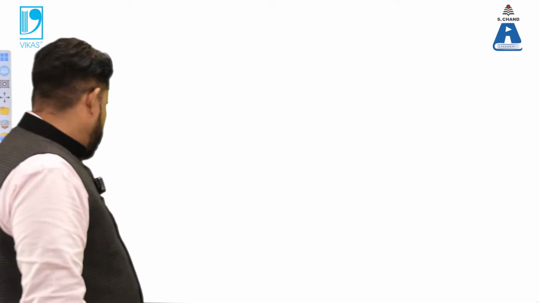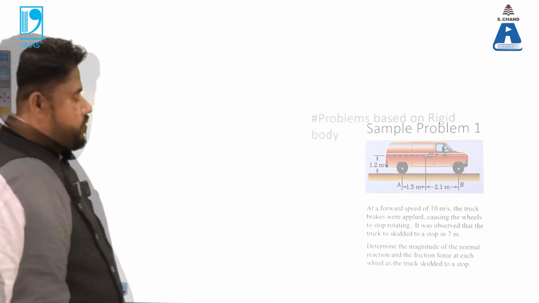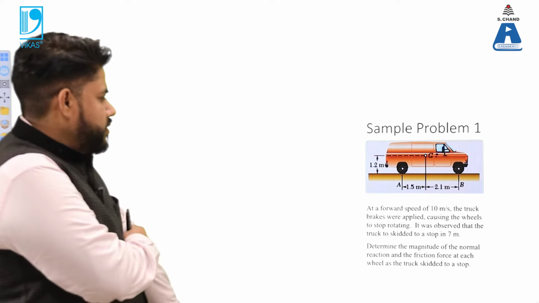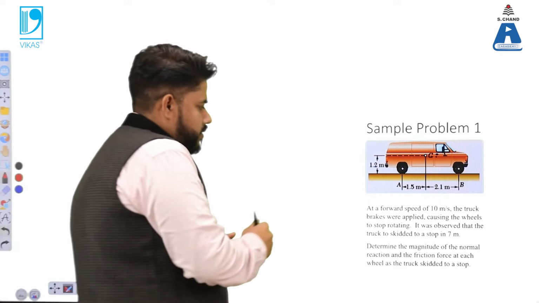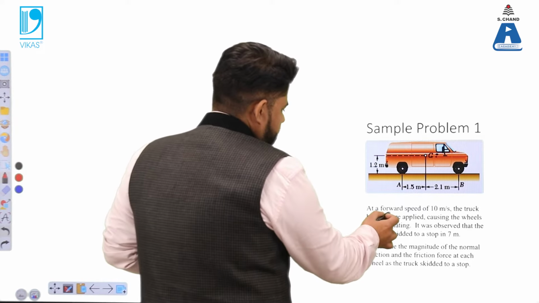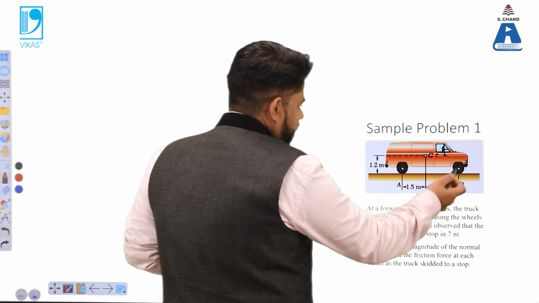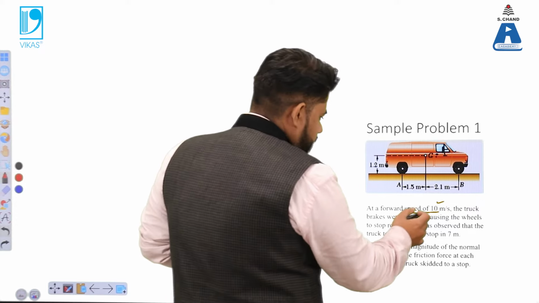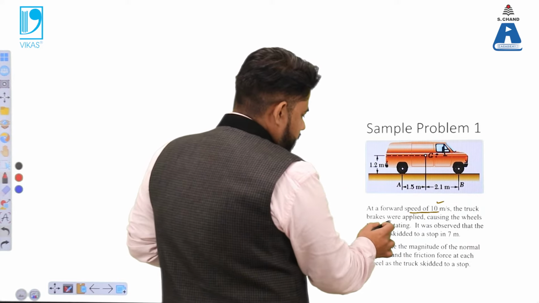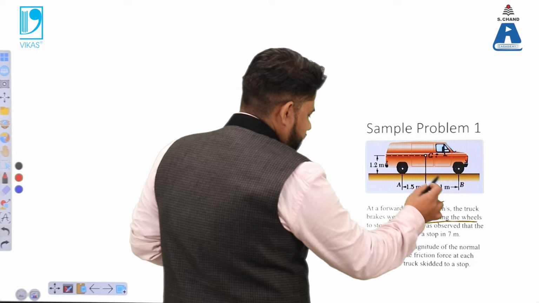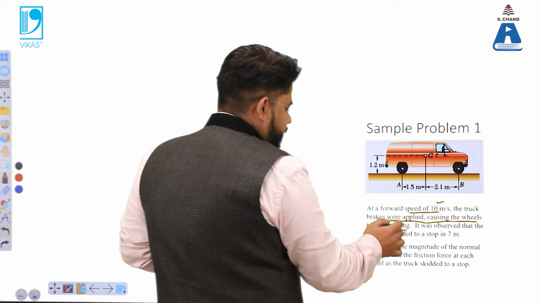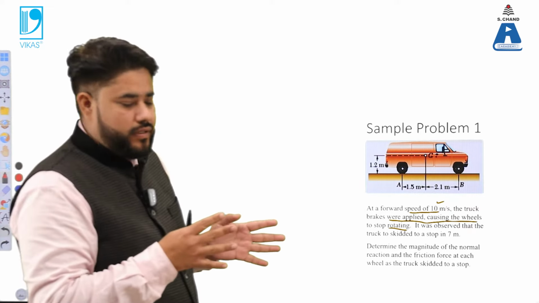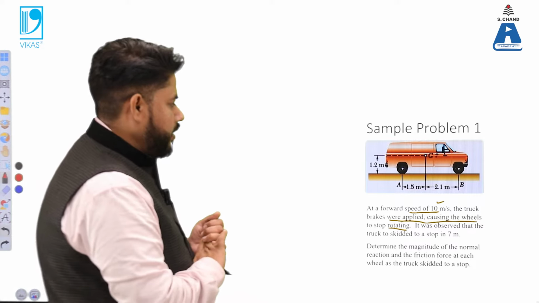So we would be coming to the problem straight away. This is a case in which there is a truck which is moving, and the question says that it is moving with the speed of 10 meter per second. In the truck, the brakes were applied, and that causes the wheels to stop rotating. So the two wheels would have a fixed distance in between. It would be treated as a rigid body.